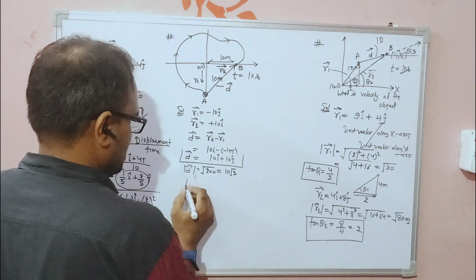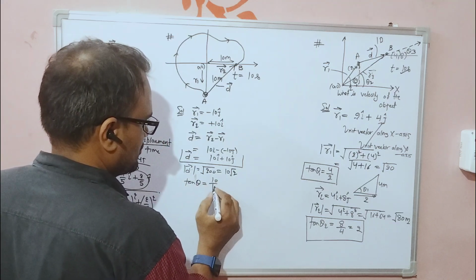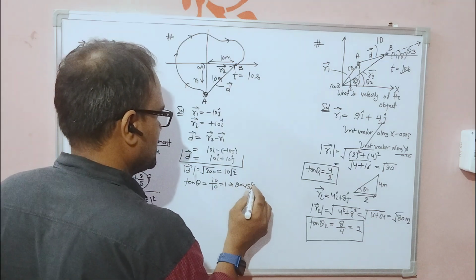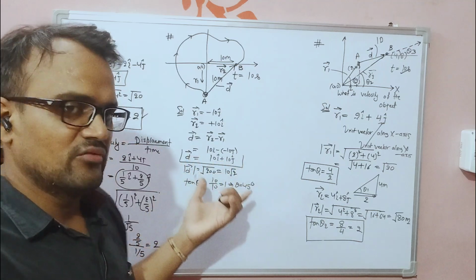And the angle, the direction of this, that is tan theta, that will give me tan upon tan, that comes out to be 1, so theta comes out to be 45 degree, right? So this is the information which we have obtained from the vector form.